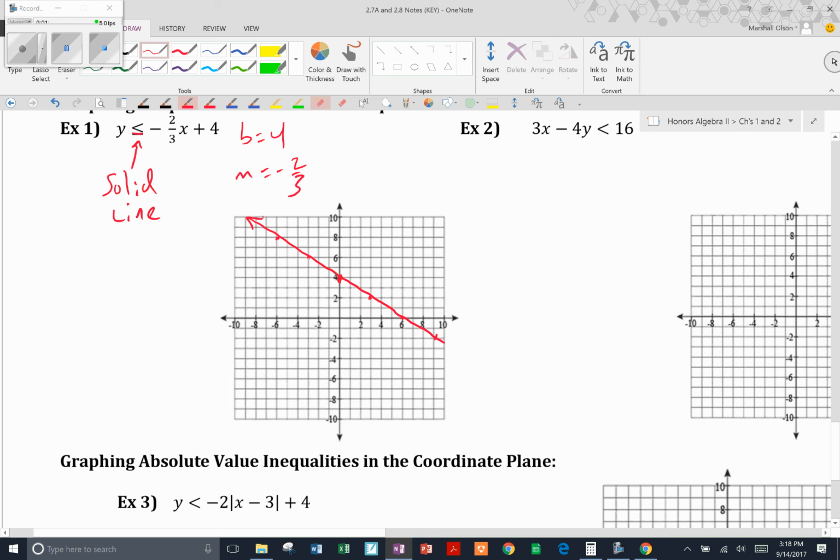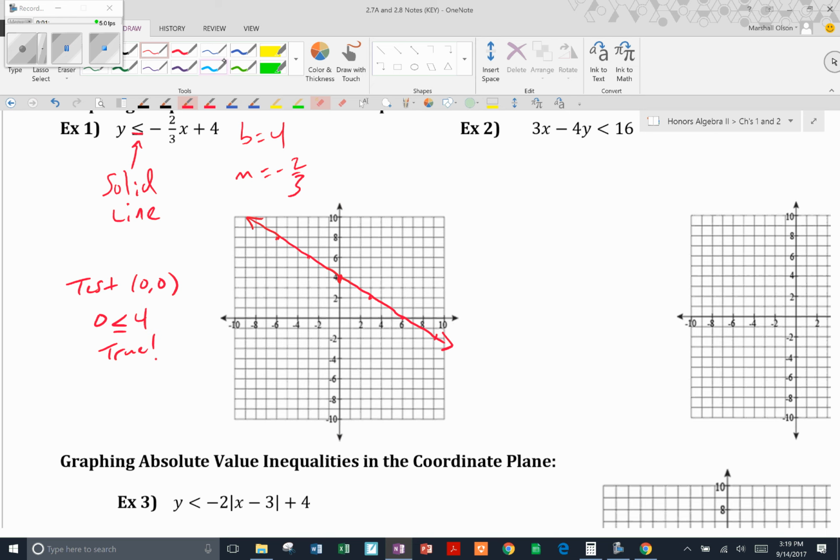If this would have just been a less than symbol right here, then we would have had a dashed line instead. Now what we want to do is test a point on either side of that line. The easiest point to test is 0, 0. So we're going to put 0 in for x and y. And what we end up getting is 0 is less than or equal to 4 when we put that into the original inequality. That is a true statement, which means we're going to shade where 0, 0 is.